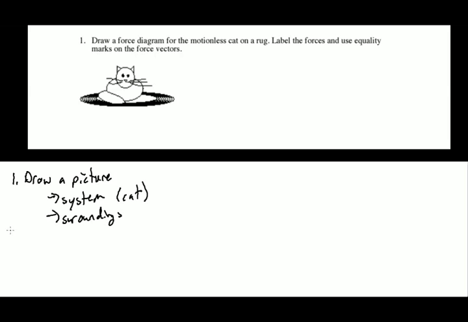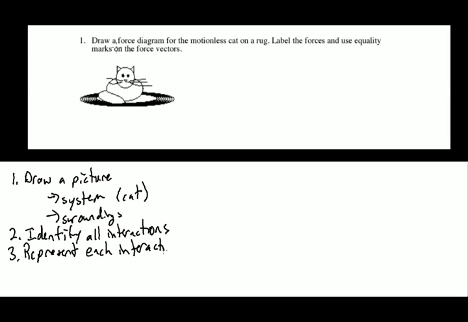You are then going to identify all of the interactions. You're then going to represent each interaction with a vector. And just like our velocity vectors from before, these vectors should be in the correct direction, and their magnitude, the length of the vector, should represent the magnitude of the actual thing you're talking about.